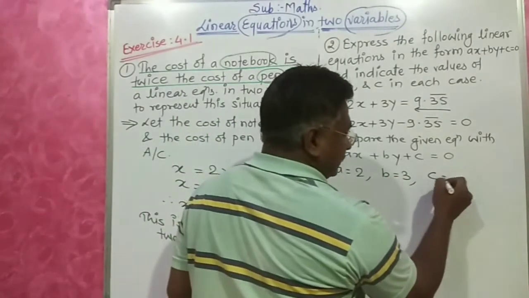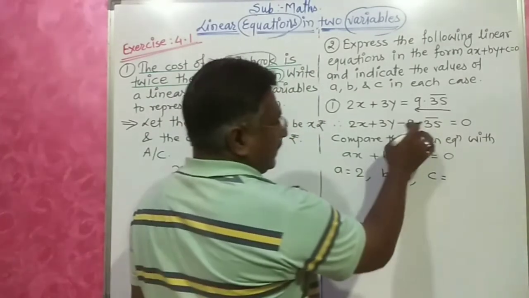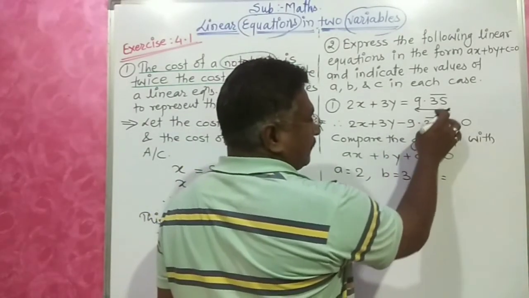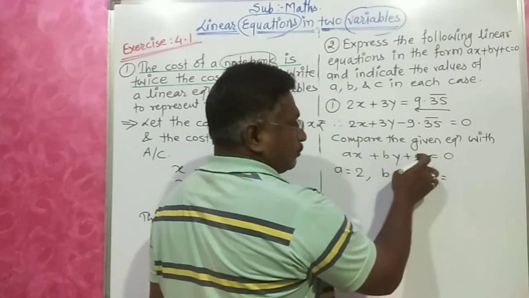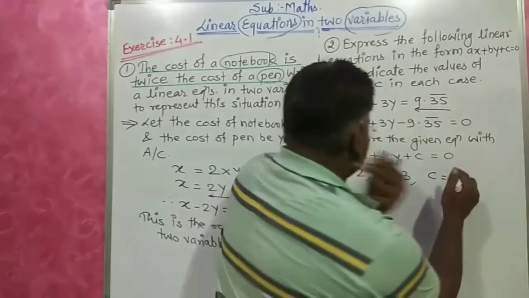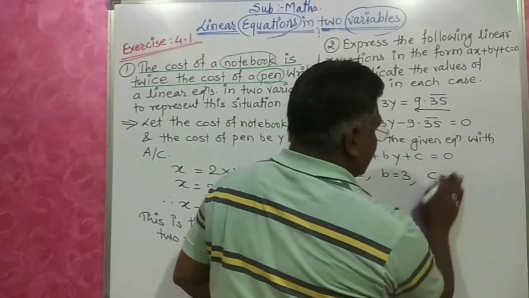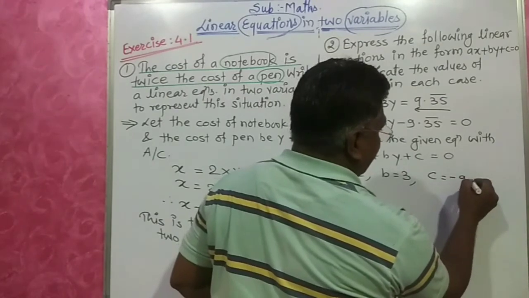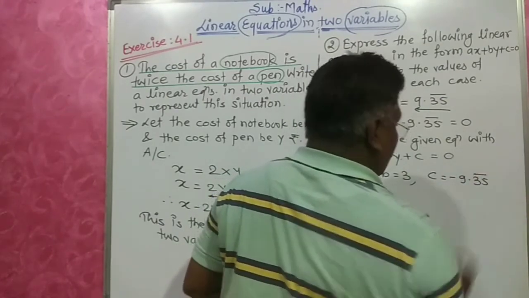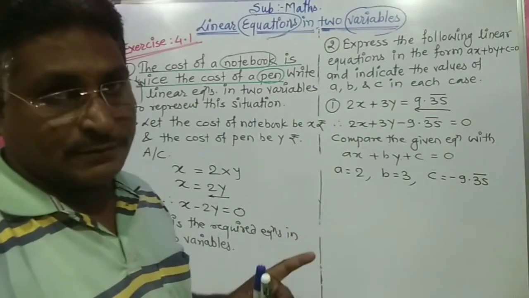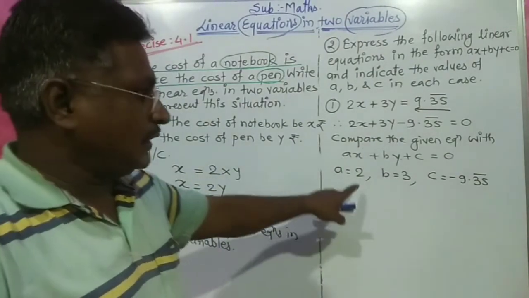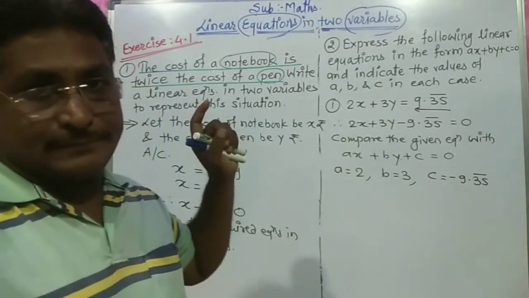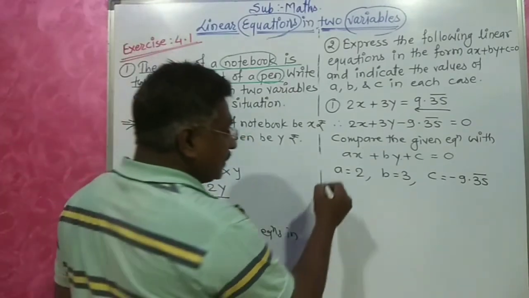Then c. What is the value of c? Here minus 9.35 bar. Here c is there. So what is the value of c? C equals minus 9.35 bar. With sign we have to write, student. Understood? What has to be written? With sign. Clear? Second example.